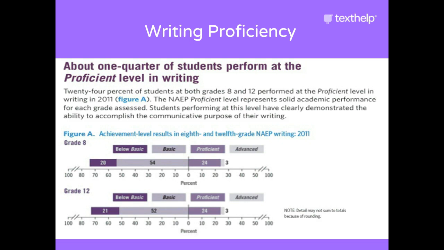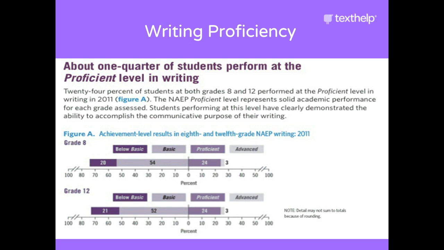But what's most troubling is when you look at the data here, if you start on the left and see the darker bar called below basic and then the lighter gray bar with basic, the majority of our students in both 8th grade and 12th grade are below what the country expects for proficiency in writing. In the case of 8th grade, we've got 74% of the students that are basic or below. And at 12th grade, that number goes to 73%.